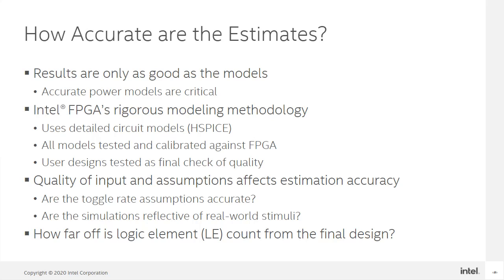To further guarantee the accuracy of the models, power estimates are performed on the models using a variety of actual user designs. Even with highly accurate power models, the power estimates provided by the tools are only as good as the information that is provided to them. For example, are toggle rates accurate? Does the signal activity information model real-world operation of the design? Is the count of resource usage, such as the number of logic elements used, accurate for the design? The more accurate the information, the more accurate the estimates.